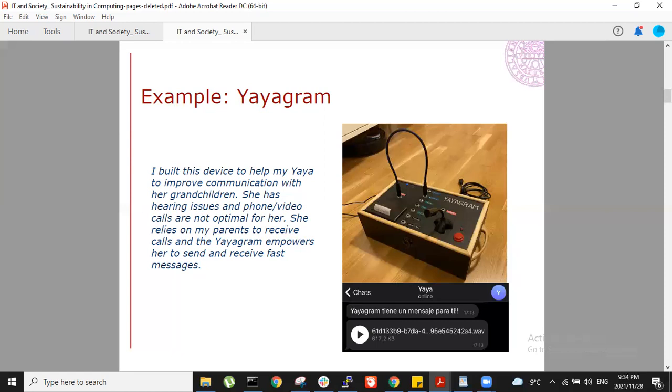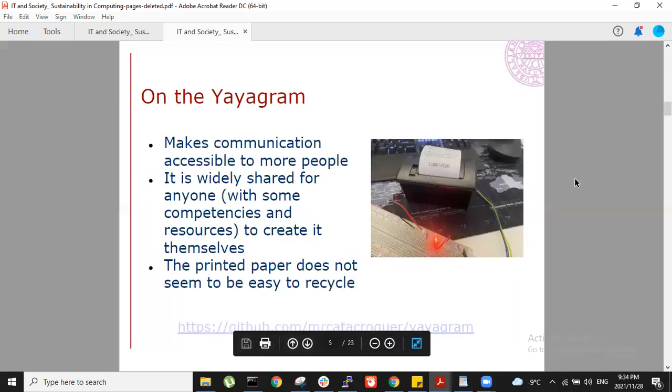The device perfectly bridges the cross-generation technology divide by printing the text replies to voice messages on thermal paper. Grandparents can touch and read them just like an old telegram. So Yayagram in general makes communication accessible to more people. It is widely shared for anyone with some competencies and resources to create it themselves.